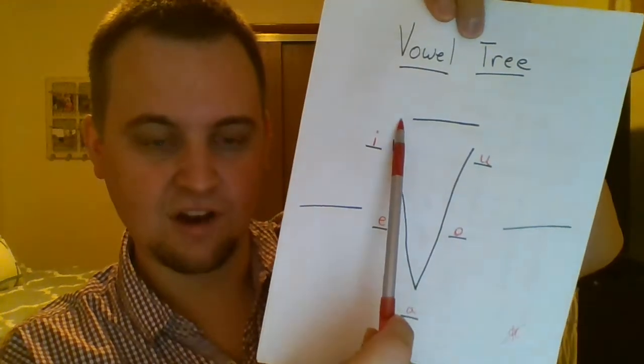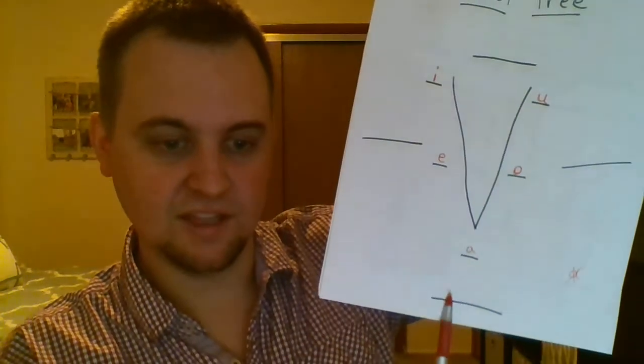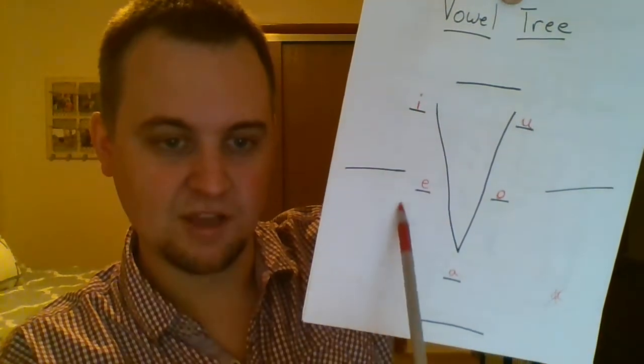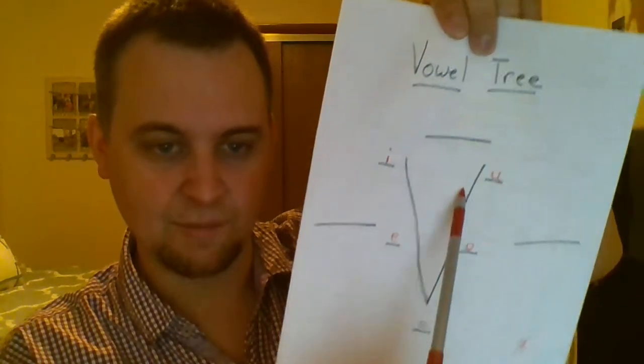These are closed vowels, and these are more open. As you go down, they become more open. As you go up, they become more closed. So let's put that in.